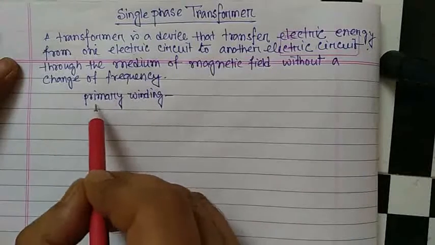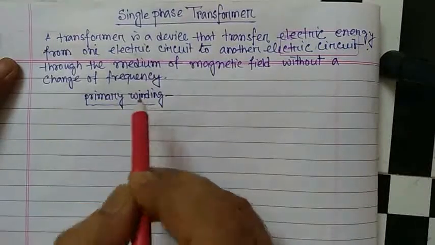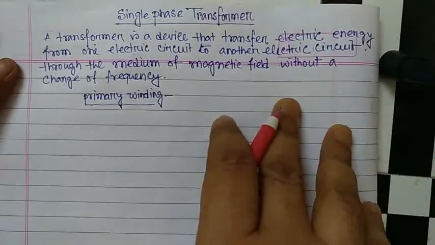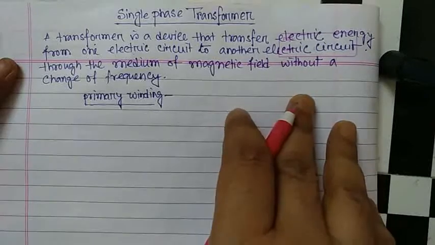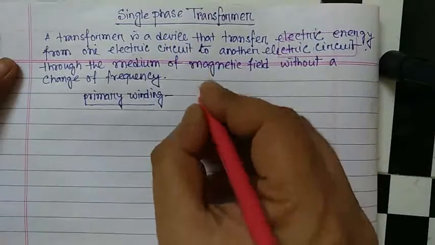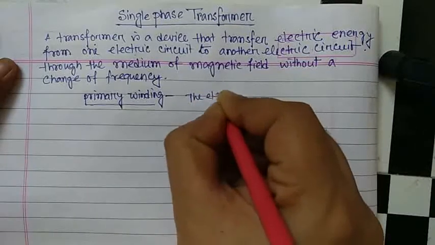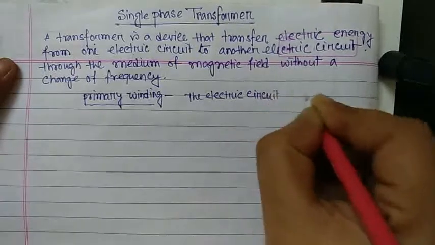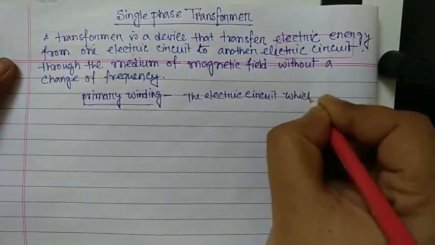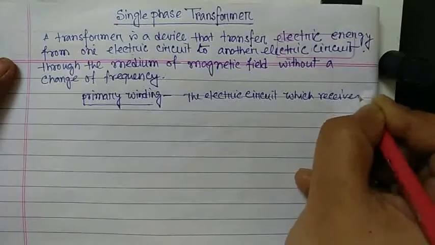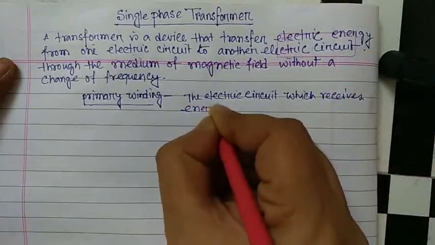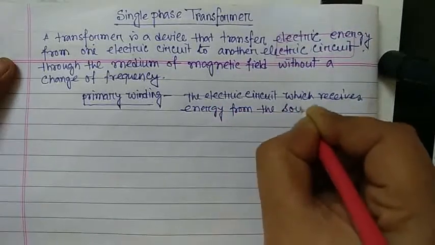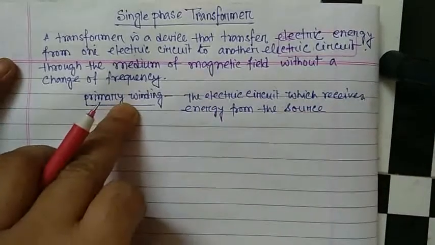Now, what is primary winding? The electric circuit which receives energy from the supply mains is called the primary winding. The electric circuit which receives energy from the source, that is the primary winding.